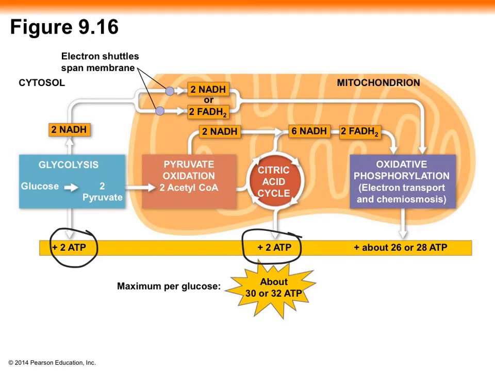And then finally, all the electrons are transferred from NADH and FADH2 into the electron transport chain and chemiosmosis, which is the final step of oxidative phosphorylation. In this process, we will get about 26 to 28 molecules of ATP, being the area where the largest amount of ATP is going to be generated. So altogether, we get about 30 or 32 molecules of ATP for 1 molecule of glucose during cellular respiration.